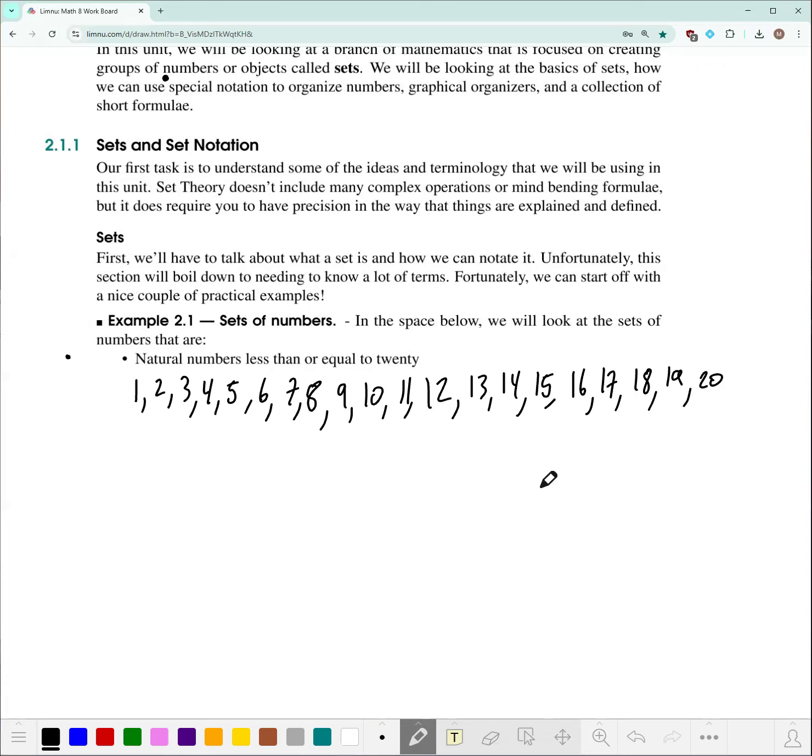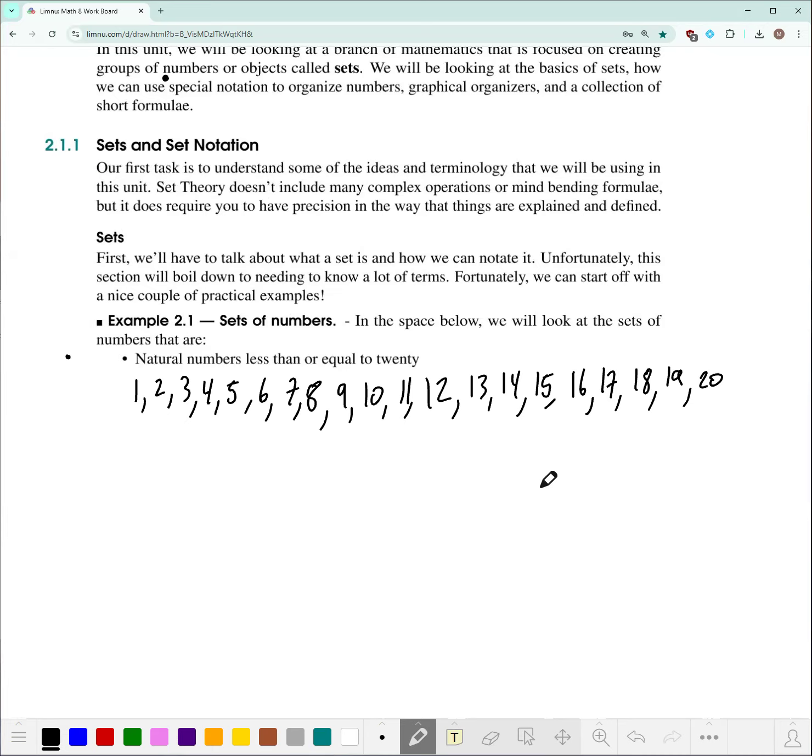Okay, so here are all the natural numbers less than or equal to 20. Something that might be really important for you before this unit is review what the types of numbers are. So you've got natural numbers, whole numbers, integers, rational numbers, and irrational numbers. And I don't know if you don't learn math in Alberta, maybe you do talk about complex and imaginary numbers, but we don't. So there you go.